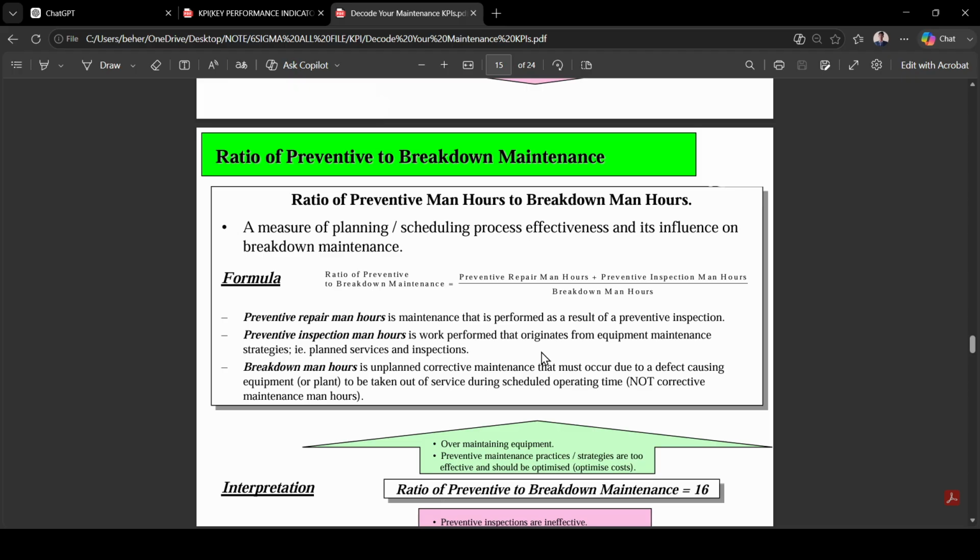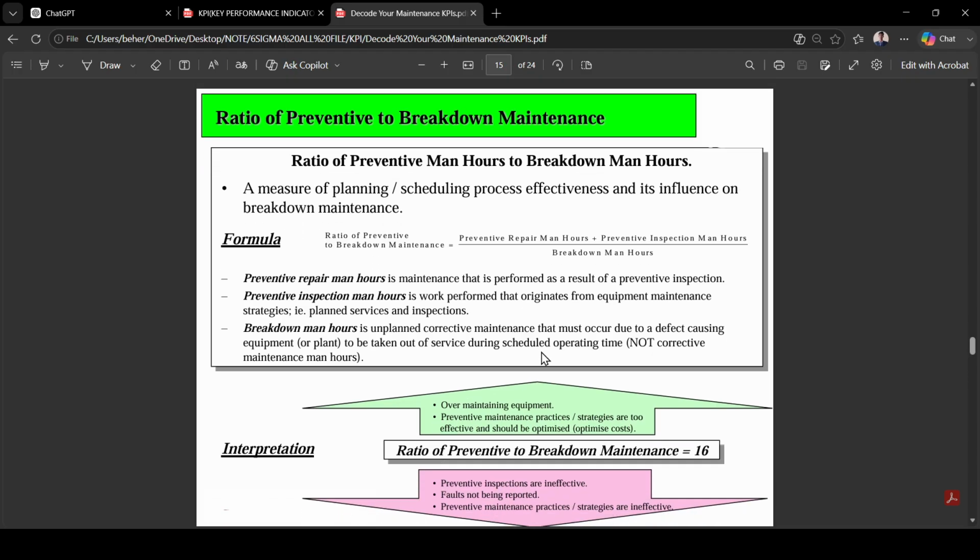So preventive repair man hours is the maintenance that is performed as a result of a preventive inspection. Preventive inspection man hours is the work performed that originates from the equipment maintenance strategy at plant services and inspection. Breakdown man hours is unplanned corrective maintenance that must occur due to a defect causing equipment to be taken out of service during scheduled operating time, not corrective maintenance man hours.